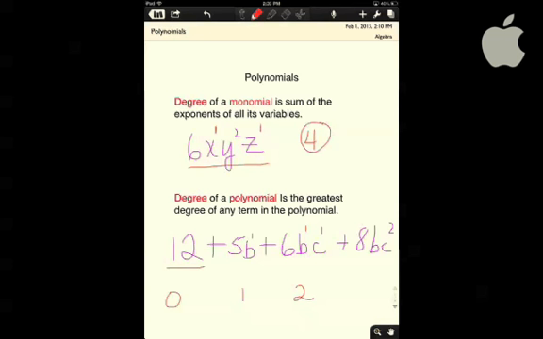8bc². 8 is a constant, it's not a variable, so we don't have to look at it. b, the exponent is 1. c, the exponent is 2. 1 and 2 are 3. Now we simply look at the degrees and find the highest number, 3. So the degree of the polynomial is 3.